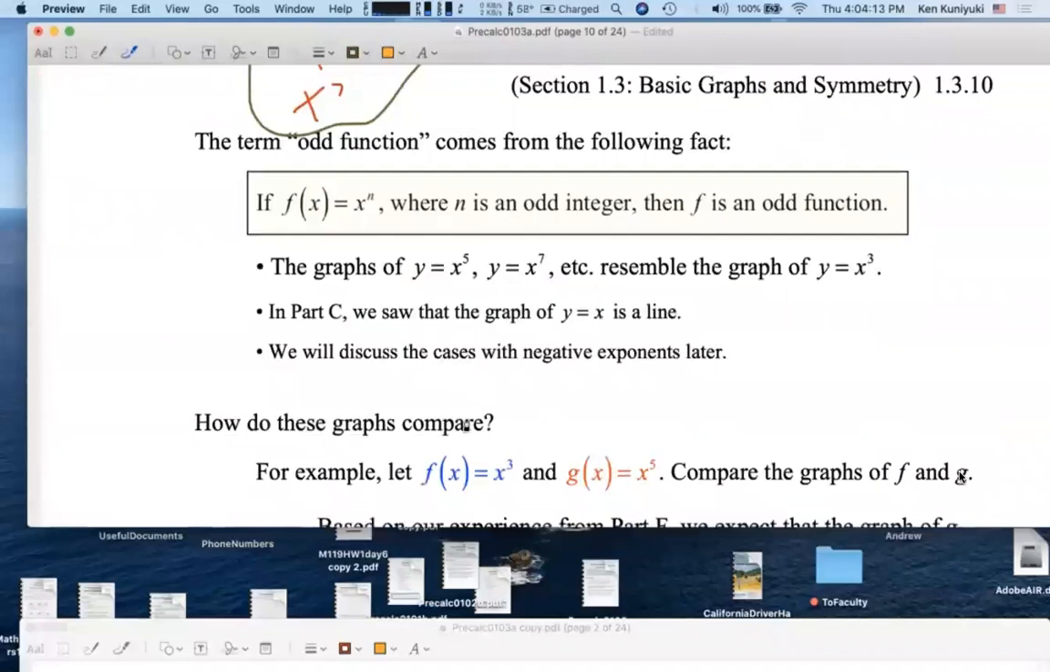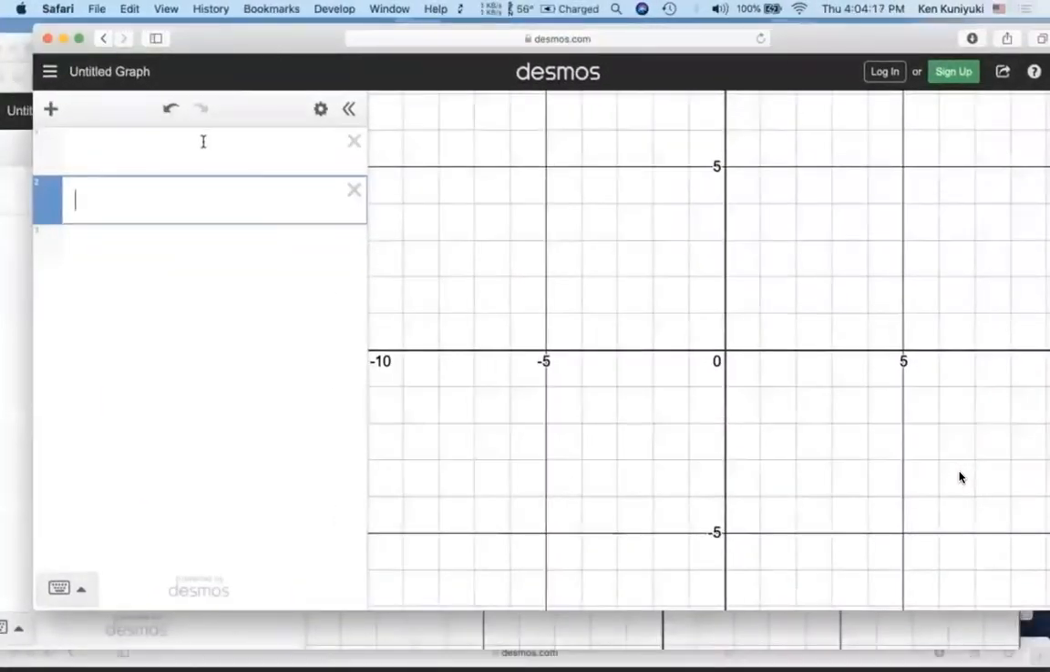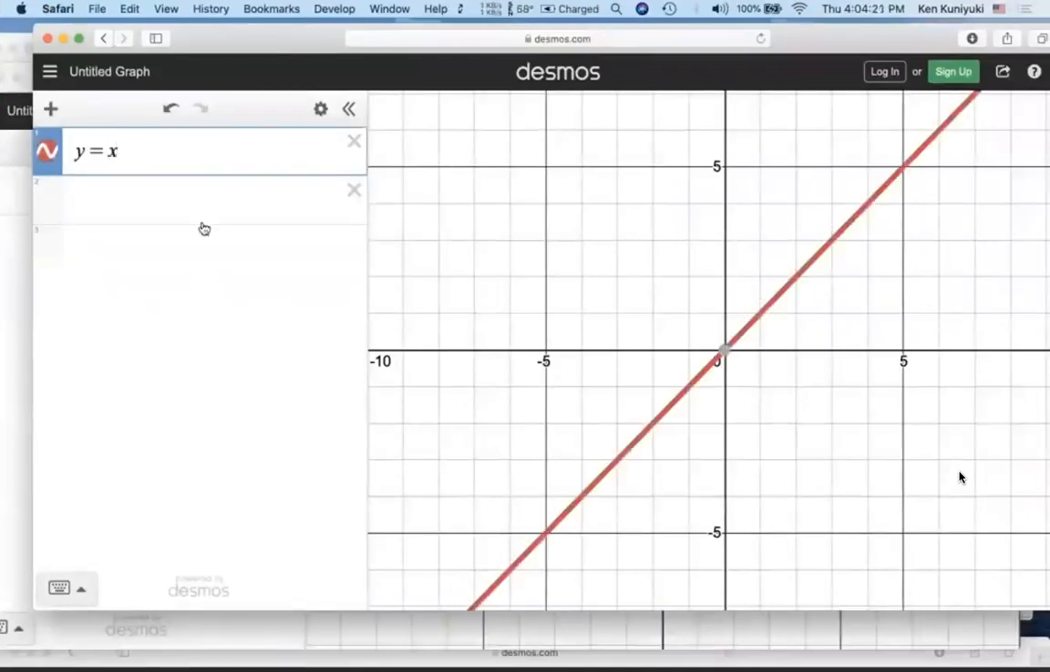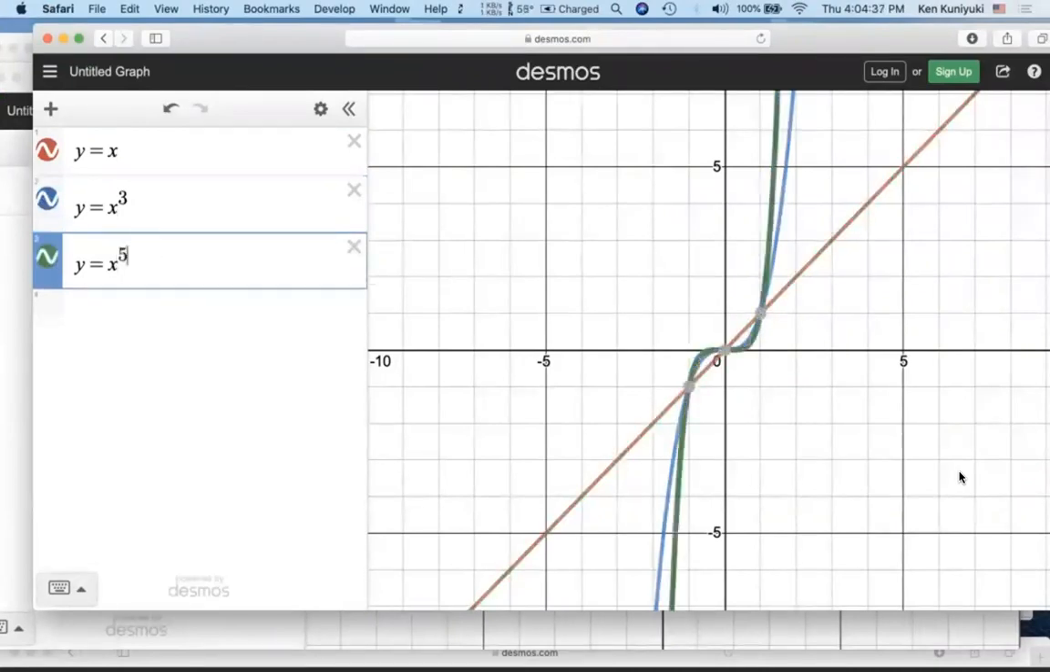All right. Now, how do these graphs compare? It's kind of similar to what we saw before. Okay, here's y equals x. That's odd. Here's y equals x to the third. I think of these guys as snakes. y equals x is like a dead straight snake. y equals x cubed is a curvy, rising, tall, proud snake. y equals x to the fifth in green. That's also a tall, proud, rising snake.